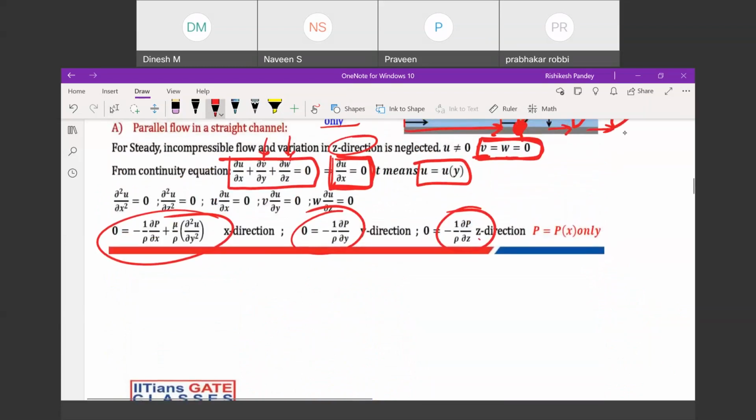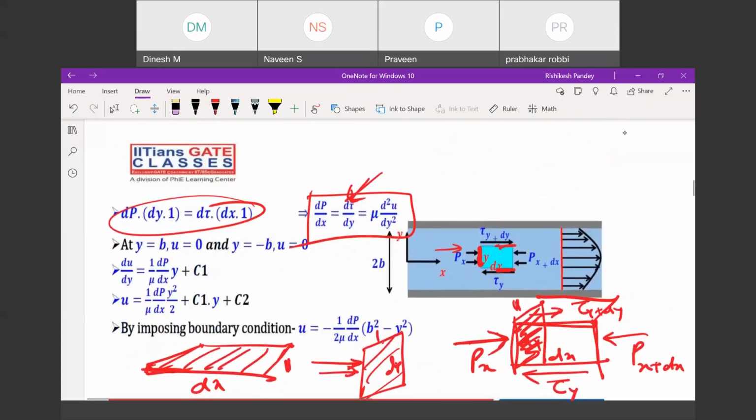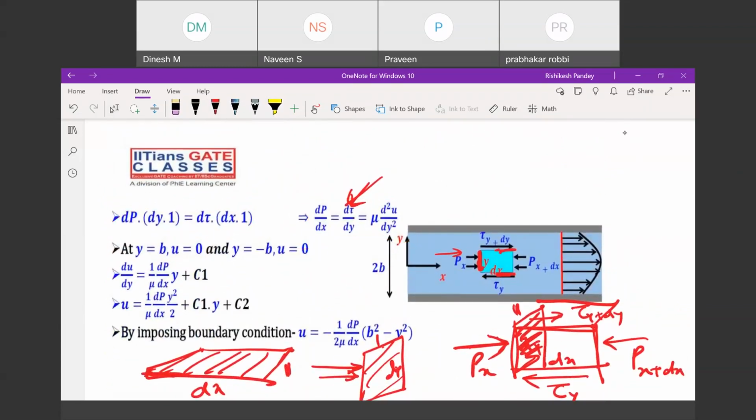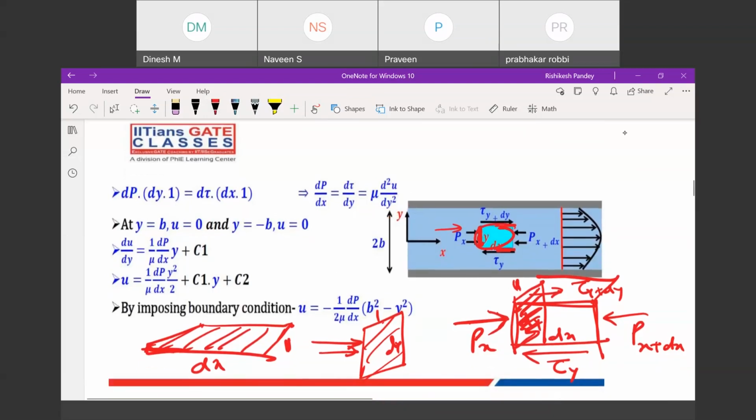So actually we are getting this equation with the help of the Navier-Stokes equation, after all these assumptions. But here, directly by considering this fluid element, only pressure and shear stresses, and the force balance in x direction, you will get this equation. Now you rearrange this one. You can rearrange this equation like this.